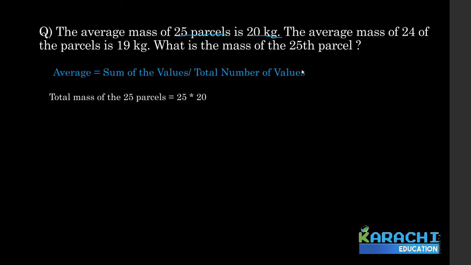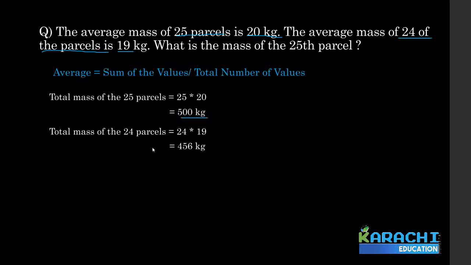Okay, the total mass is going to be 500 kgs, and then the total mass of 24 parcels, the average mass of 24 of the parcels is 19 kgs. For 24 parcels is going to be 24 multiplied by 19. Okay. And it's going to be 456 kgs for 24 parcels.